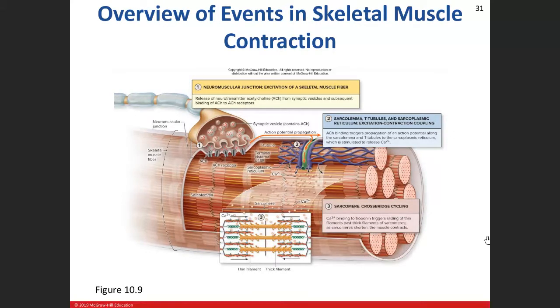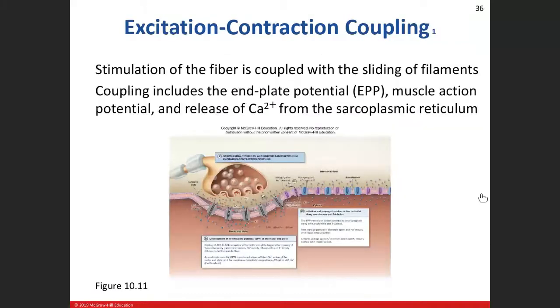So keep in mind, our eventual goal is going to be to get the filaments, actin and myosin, to slide past each other. But first we have to generate what's called an end plate potential. The end plate potential occurs in the end plate. What's the end plate? That is the area on the other side of our synaptic cleft, on that muscle there.